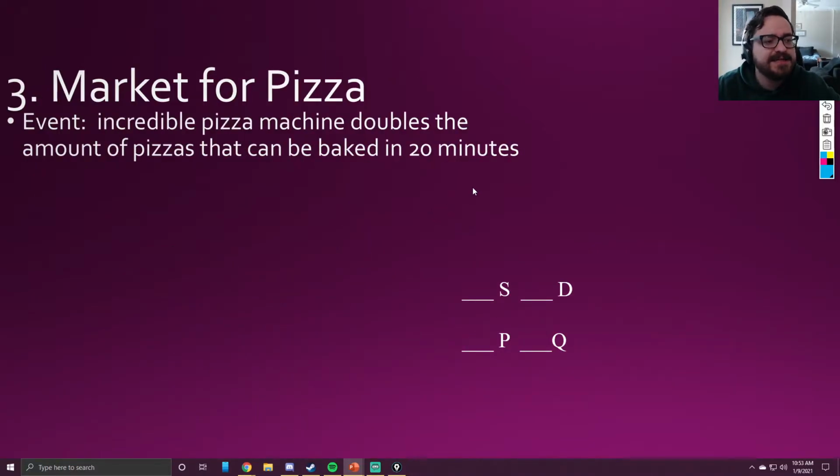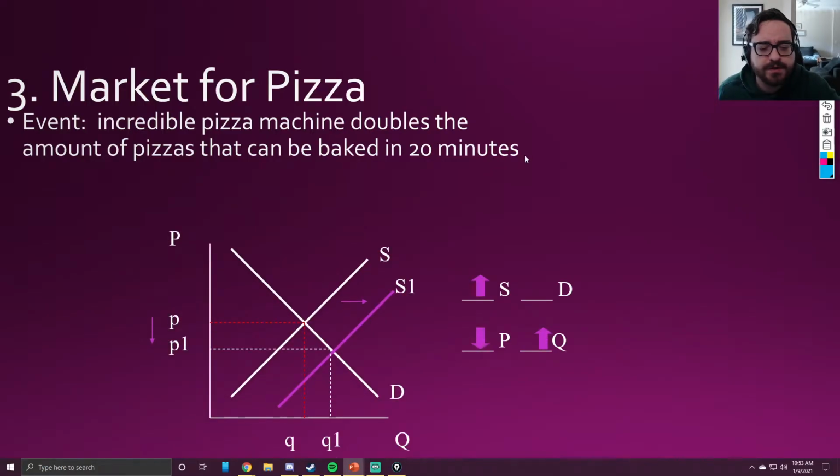Market for pizza. Incredible Pizza Machine doubles the amount of pizzas that can be baked in 20 minutes. Okay, it's just way faster bake time for pizza. That producer versus consumer, that's more production side kind of thing. So this should be a supply shifter, and the supply should probably go up. Quantity up, price down.